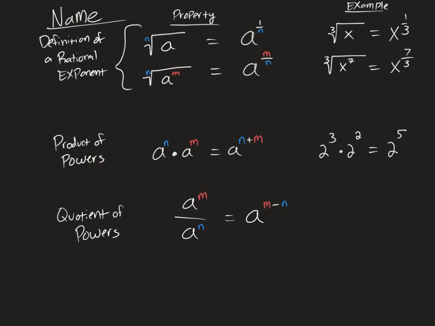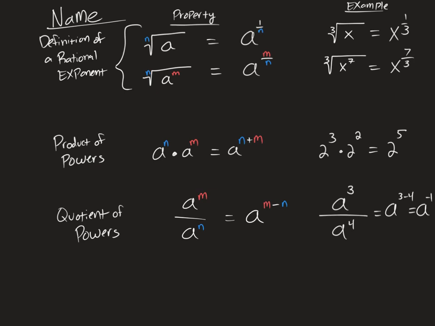Let me change back to white. A to the third power divided by a to the fourth power is going to be a to the 3 minus 4, so that's going to be a to the negative 1 power. We're going to talk about what happens when I have a negative exponent in just a moment, but I want to expose that idea to you, that I could have this negative exponent.